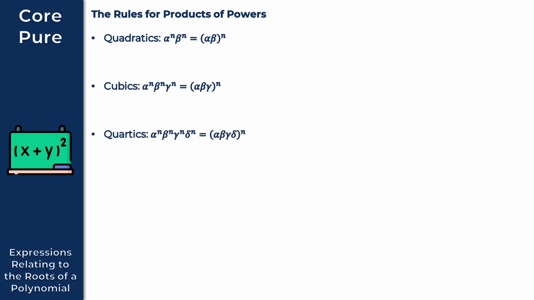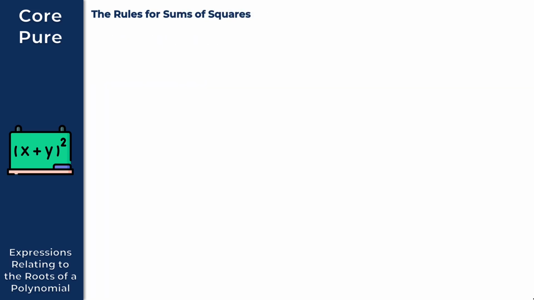And then finally here for quartics, if we want to know the value of alpha to the power of n times by beta to the power of n times by gamma to the power of n times by delta to the power of n, again, we can just rewrite this here as alpha beta gamma delta all to the power of n there. So that gives us everything that we need here then for the rules for products of powers. Moving on then, let's take a look here at the rules for sums of squares. So again, just starting off with quadratics here, what do we have? So if we want to know the value then of alpha squared plus beta squared here, that is equal to alpha plus beta all squared minus 2 alpha beta there. So again, just a nice straightforward result to get us started.